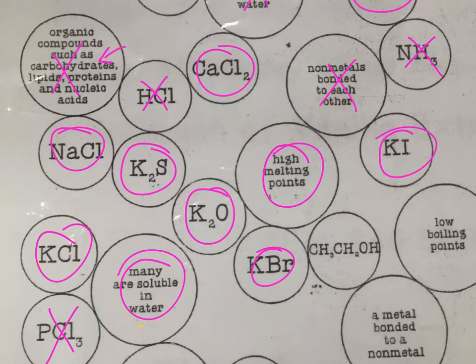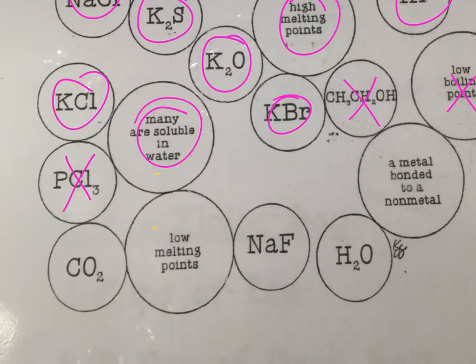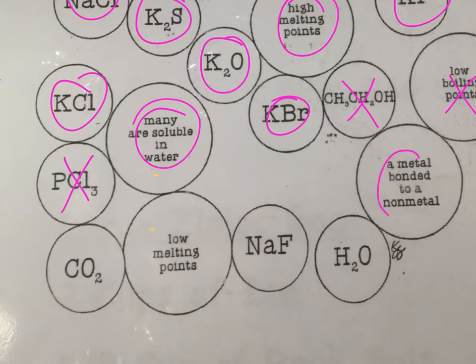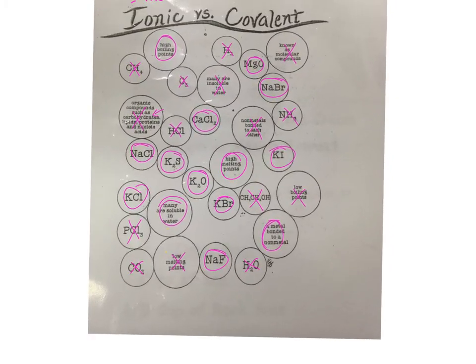CH3CH2OH. That is covalent. Good. All right. Low boiling point. Covalent. A metal bonded to a non-metal. Good. Sorry. Dihydrogen monoxide. Covalent. Sodium fluoride. Low melting point. Carbon dioxide. Good. Okay. So I'll just kind of zoom out so you can double check your answers, the ones that were circled.